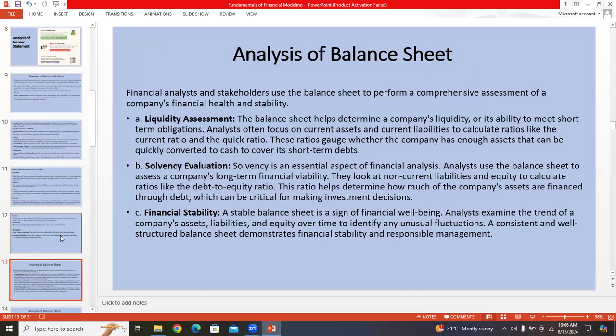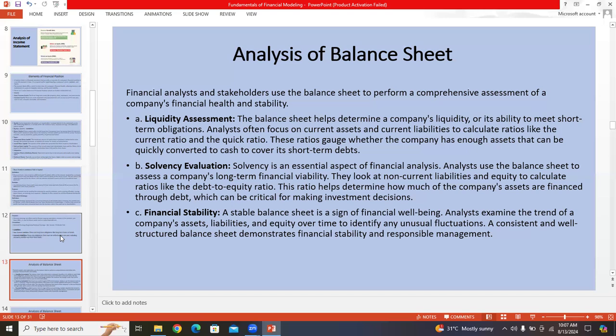On liquidity position, it explains that the balance sheet helps to determine a company's liquidity, or its ability to meet short-term obligations. Yes, the balance sheet helps to meet the short-term obligations. We can see what the current position of accounts payable is, and whether we can pay accounts payable using our current cash position, or whether we need some further funding.